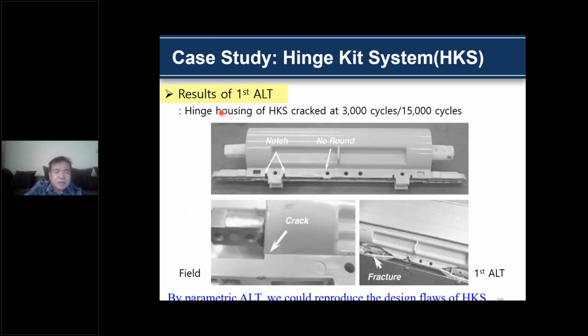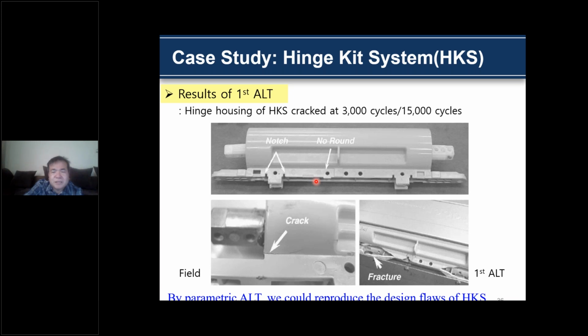This is the result of the first filament art and hinge kit housing of the hinge kit system collect 350,000 cycle. This is the photo of the field. This is the result of the first filament art. Both photo is very similar. And by parameter art, we can reproduce the design flow of the hinge kit system.